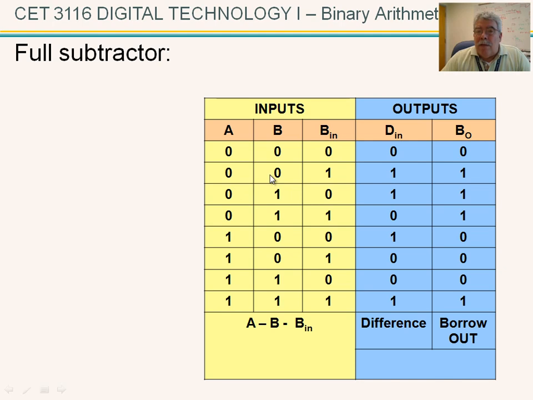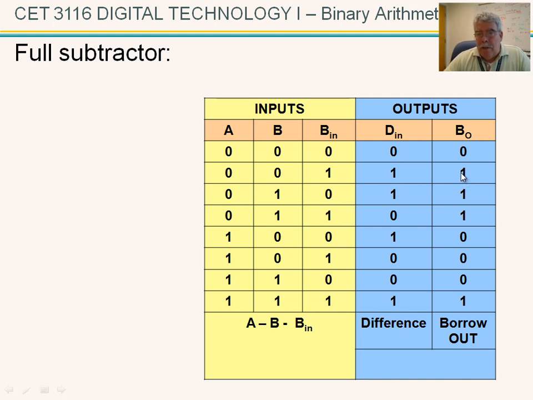Now, 0 minus 0 should be 0, but now I have the situation in which my right-hand column is asking me for 1. So in that case, I had to borrow, I had to lend to this column 1 unit, right? And so in this case, because of that, my output would be 1, and I need to borrow also 1. Okay?